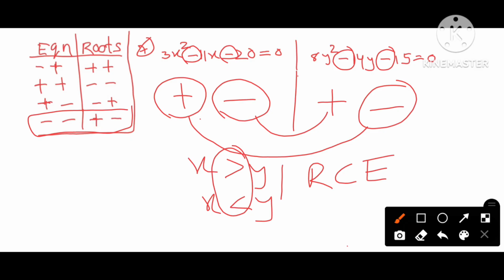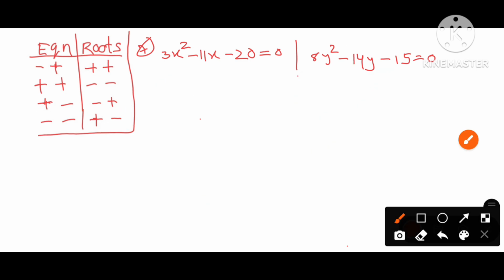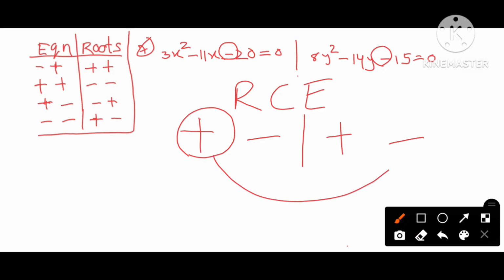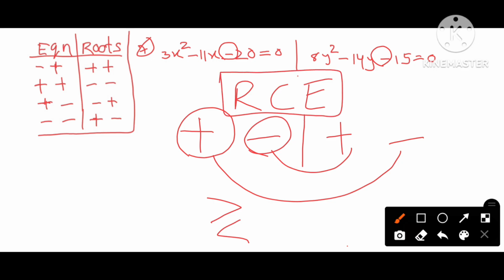So there is a trick that we can use to see this immediately and answer it as relationship cannot be established, by seeing the negative symbol at the end of both the equations. Then the answer will be relationship cannot be established, because the roots we have are positive and negative, and positive and negative. Comparing positive with negative, it is greater. Comparing negative with positive, it is lesser. So that is why we get relationship cannot be established.